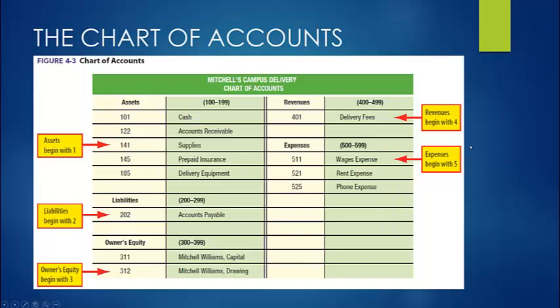Here's an example of a chart of accounts, and notice that all the assets are listed first and start with the 1, liabilities with the 2, owner's equity accounts with the 3, revenues with the 4, and expenses with the 5. And they should always be in this order.